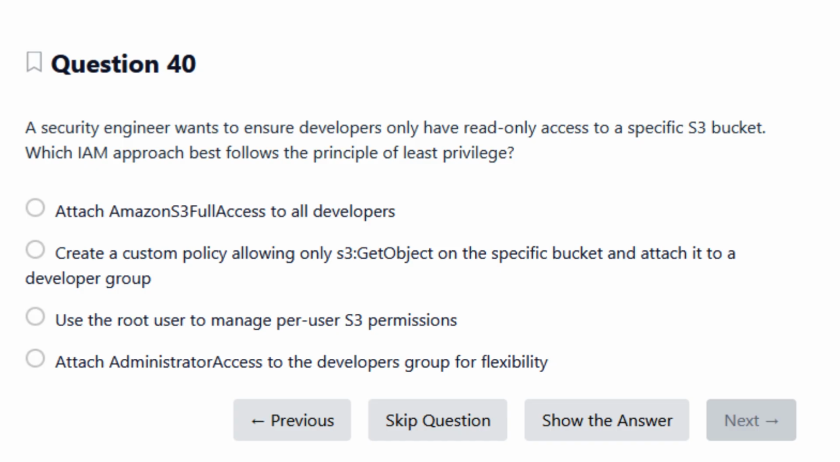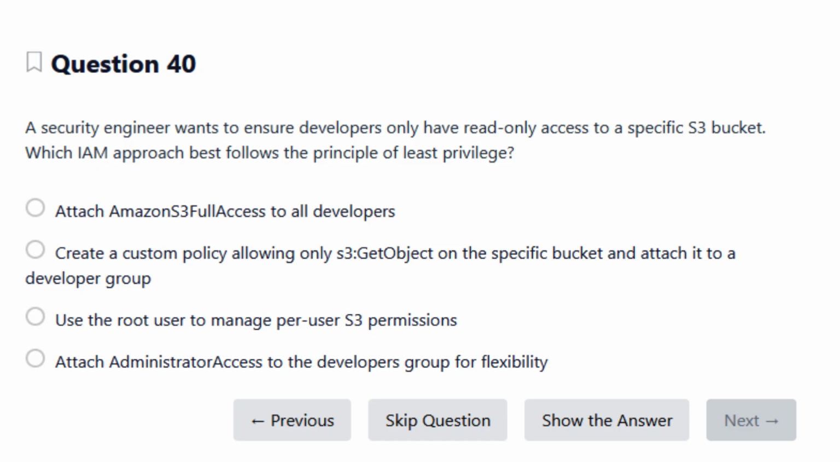Clues to guide your thinking. The requirement is read-only access, not full control. Access must be limited to one specific S3 bucket, not all S3 resources. The question explicitly mentions the principle of least privilege, which means only the minimum permissions needed, only on the required resource, assigned in a scalable and manageable way, not per user manually.